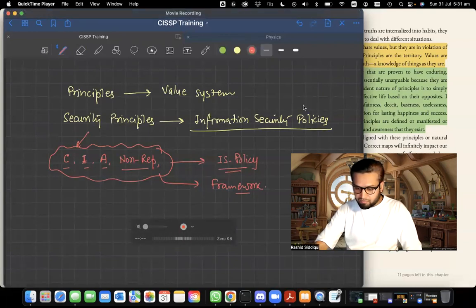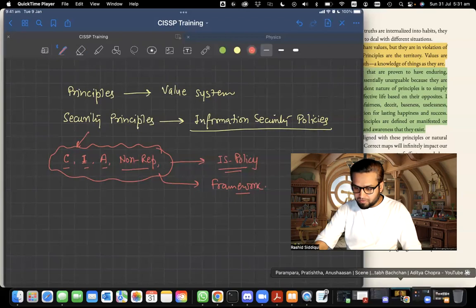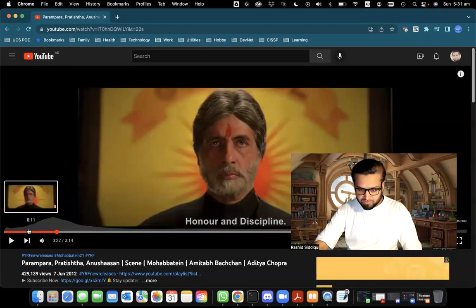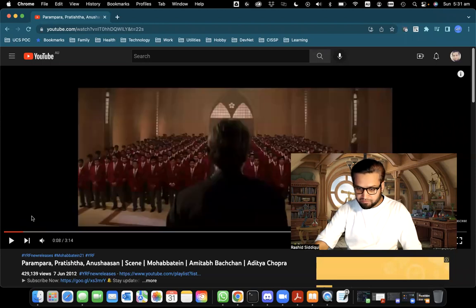Giving you one more example, it's an interesting one from a Bollywood movie. I will show you a clip and I will try to relate that as well. This clip is from a very famous movie, Mohabbatein. Just have a look, and then I will explain what I mean. There is a correlation between this and information security policy.